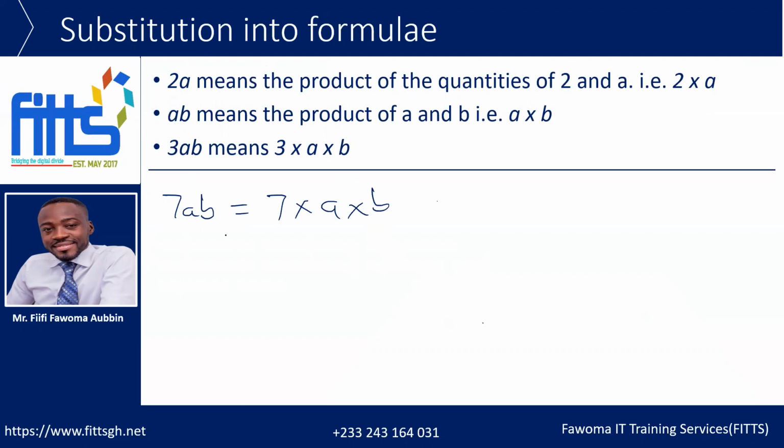Then we have something like a to the power 3. So it's going to be a times a times a. If I give you x squared, what's that going to be? That one is going to be x times x.